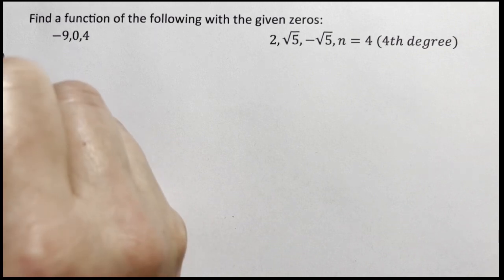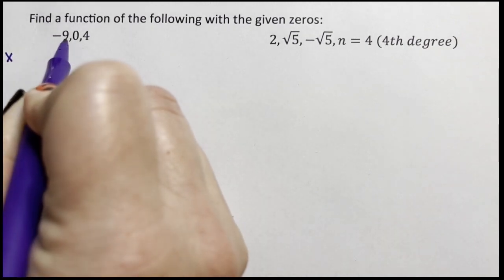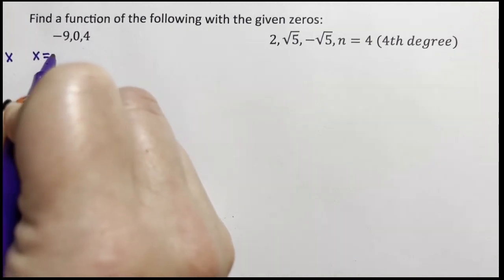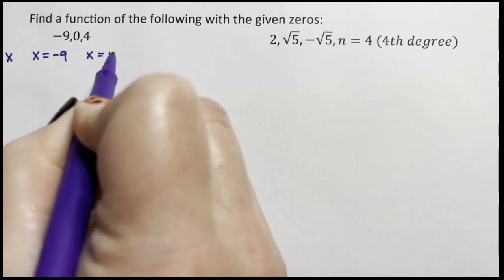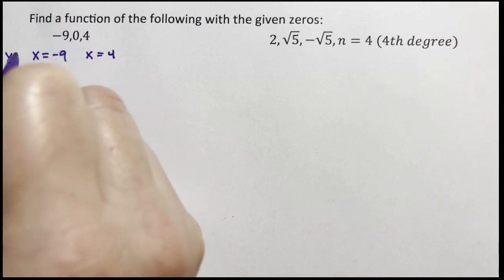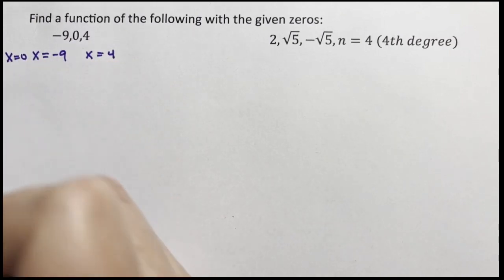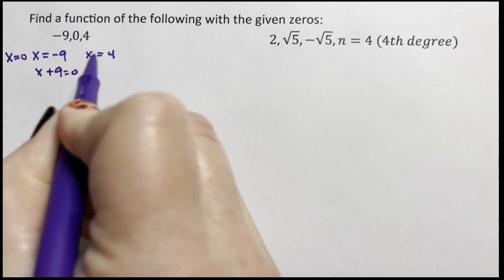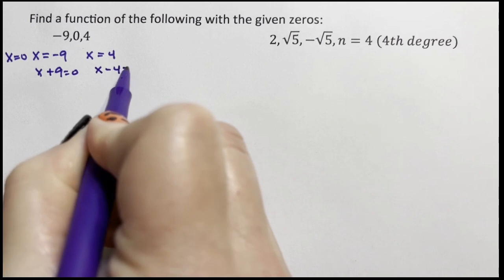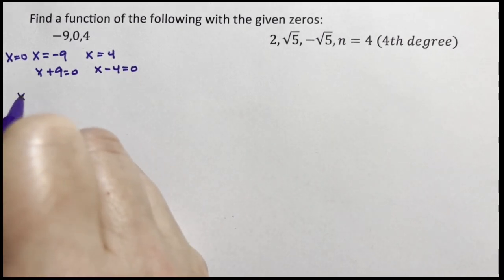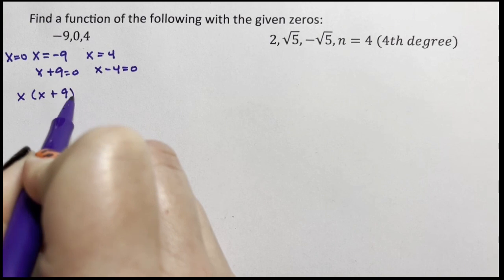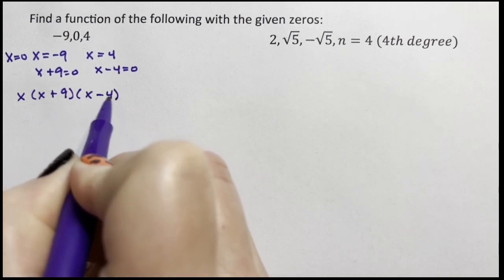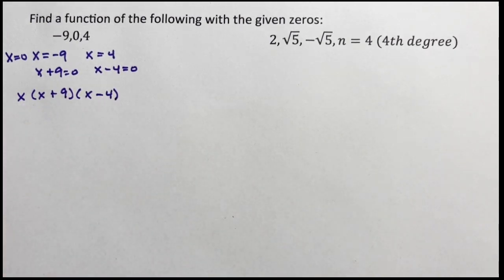0 means we have an x. Minus 9, that means x equals -9, and this means x equals 4. So this is x equals 0. I guess we can put that in. So x equals 0 is just x. X equals -9 means we have an x plus 9 equals 0, and x equals 4 means we have an x minus 4 equals 0. So our factors are x times x plus 9 times x minus 4 for our function. I'll add the function notation, the f of x, at the end.